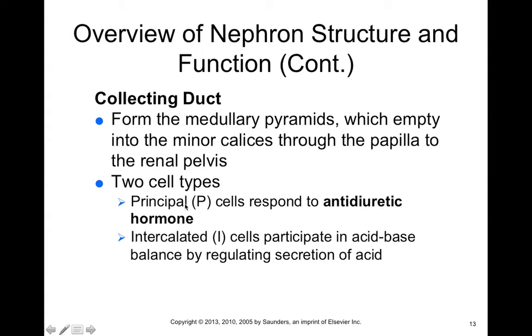So antidiuretic hormone increases water reabsorption at the level of the collecting duct. That way you don't lose as much water in urine. And so the urine that's created in response to antidiuretic hormone is a smaller volume of highly concentrated urine.